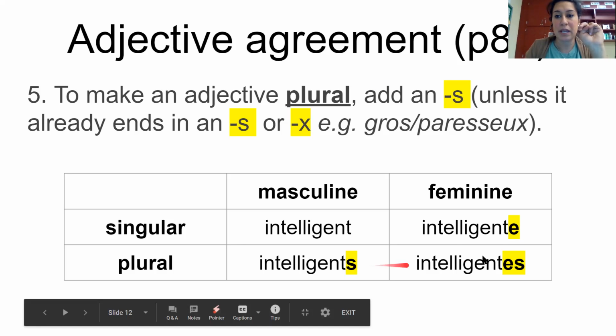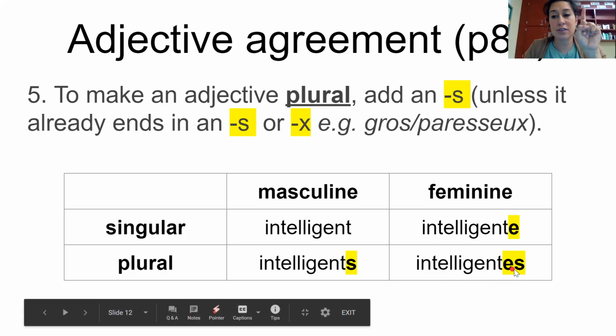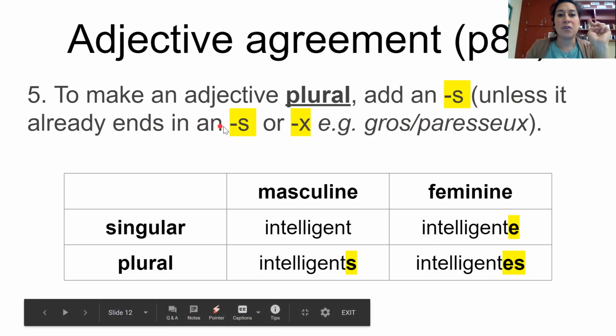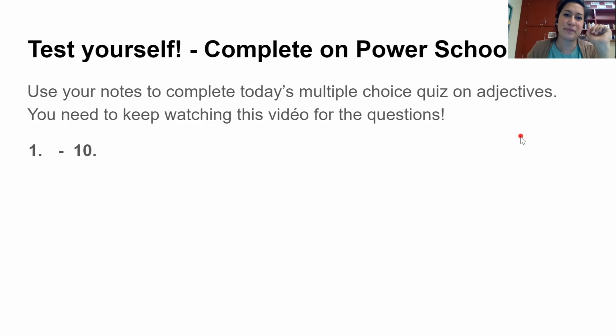But you don't hear the S, but we write the S. That's the spelling. Same for a girl. If it was one intelligent girl, it would be intelligente. If it's more than one, intelligentes, you still don't hear the S. The only exception is if it already ends in an S or an X. So gros would pass. So if it already ends in an S, you don't need to add an extra S. If it ends in an X, you don't add an S. Okay, so that's just the exception to the rule. Okay, pause, copy this down, and then continue.